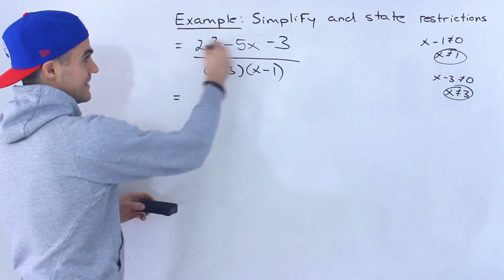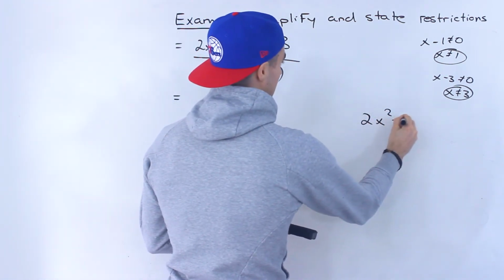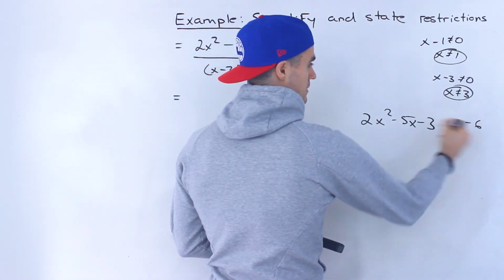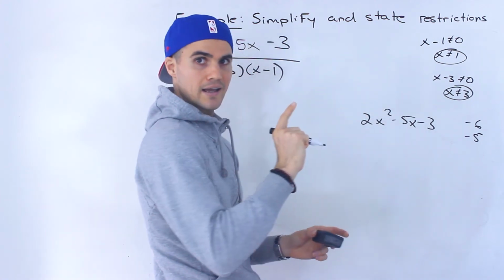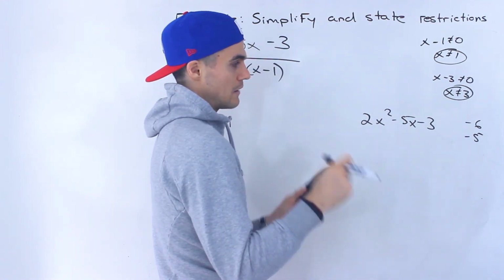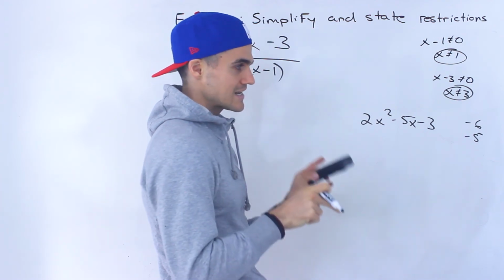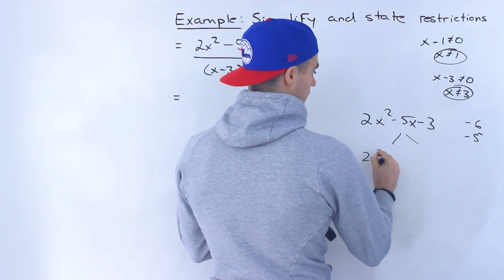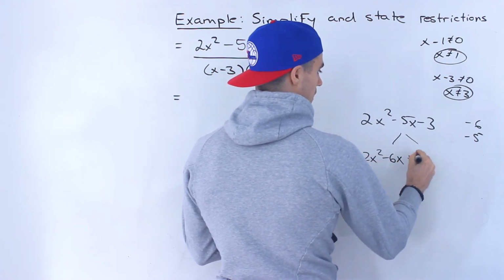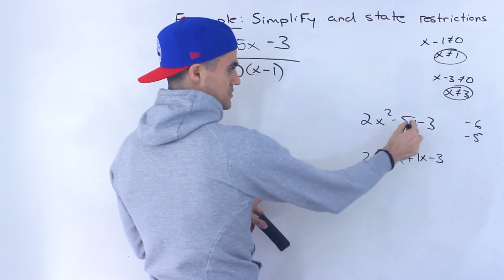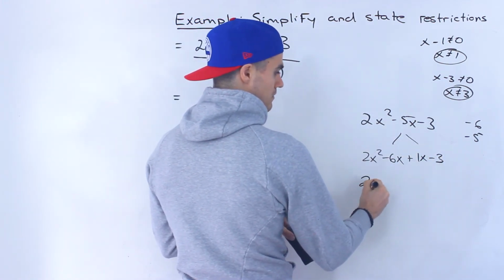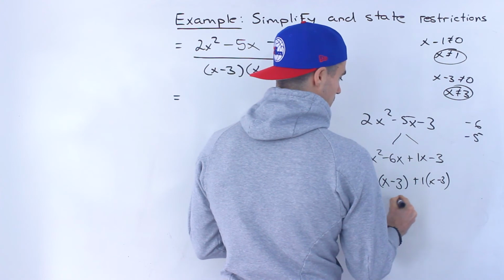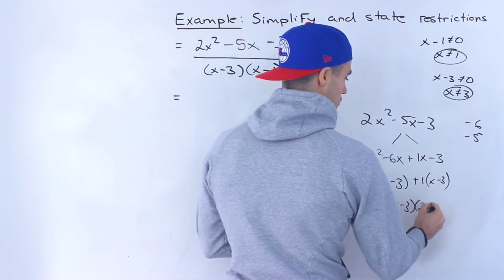So notice that this numerator actually does factor. 2 times negative 3 is negative 6. Then we have a negative 5. What two numbers multiply to negative 6 and add up to negative 5? That would be negative 6 and positive 1. So we would decompose a negative 5x into these two. Now factor out a 2x, factor out a 1, and then we can factor out an x minus 3, and we're left with a 2x plus 1.